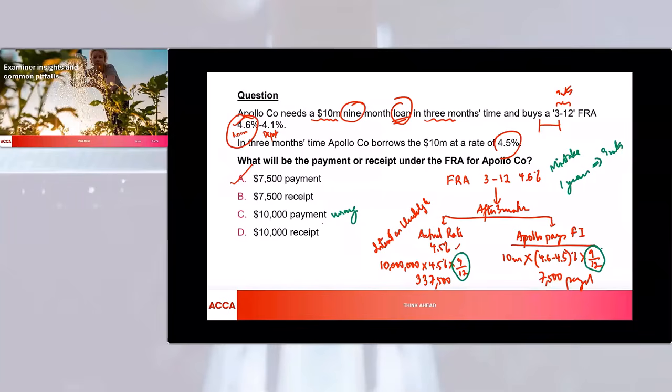Now, mistake number two is understanding whether it is a case of a payment or a receipt. Here we agreed for 4.6 and the actual rate was lower. Under an FRA, that commitment is an obligation. Whether the rate increases or reduces, we only have to pay a net of 4.6. So the balance 0.1 percent is a payment. It is not a case of a receipt. So this is question number one.